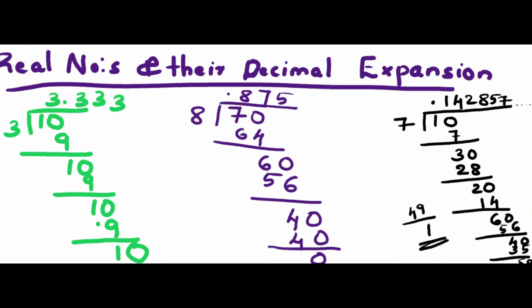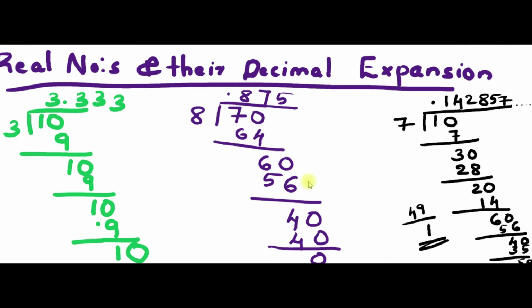The first one is terminating decimal expansion. For example, 7 by 8. After some time the remainder becomes 0. That means 0.875 only. You will get a terminating decimal expansion. After some time it is terminated.